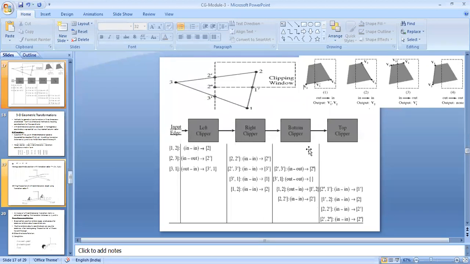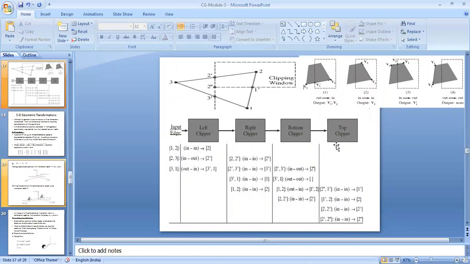From this we shall go to the top clipper. For the top clipper, the output of this will be the input of the top clipper. So that is 2'' 1', because for the second edge none of the vertices were chosen. So 2'' 1', next 1' 2, next 2 2', and the fourth one 2' 2''.